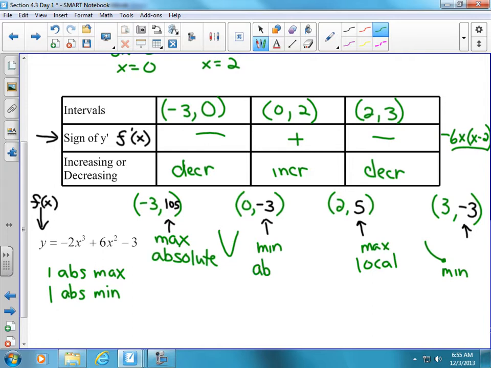All right, our two minimums are equal. Therefore, they are both absolute or global minimums over this interval. All right, and those are our absolute minimum, absolute maximum, absolute minimum. We have two of them. We had to have at least one, but we have two.